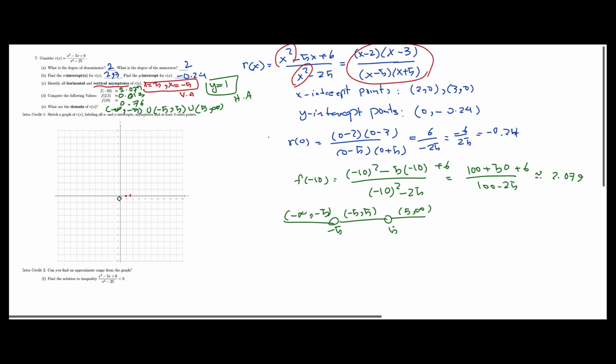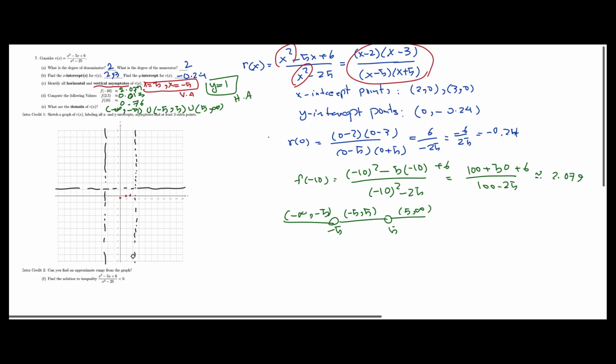There are 2 vertical asymptotes, x equal to 5 and x equal to negative 5. And so 5 is approximately this. Negative 5 is here. And then we have y equal to 1 as the horizontal asymptote. So vertical and horizontal.